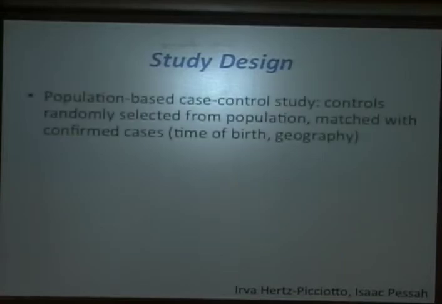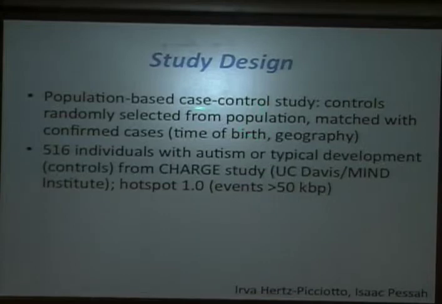So our study design, I'm going to go through this very quickly. We basically took samples that were generated and assessed by our colleagues at UC Davis at the MIND Institute. And so this was a really true population-based case control study. In other words, they obtained children with autism for study, and then they went out into the general population and contacted parents based on birth records and evaluated the children from the same geography and born at the same time to match the children with autism that they'd evaluated.